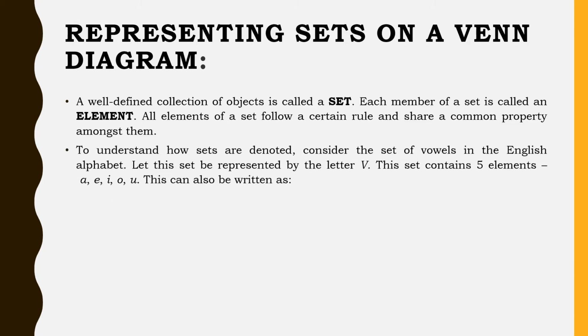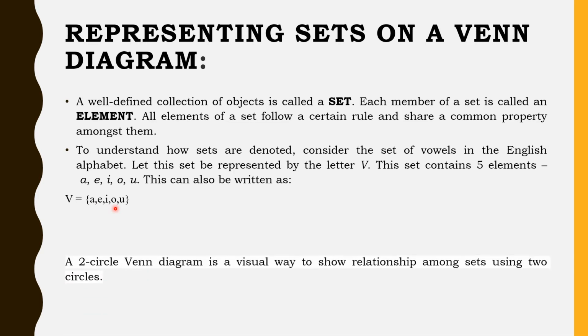To understand how sets are denoted, consider the set of vowels in the English alphabet. Let this set be represented by the letter V. So this set contains 5 elements. We have A, E, I, O, U. And this can also be written as V is equal to, in brackets, A, E, I, O, U. That's important, no? Importante yan.